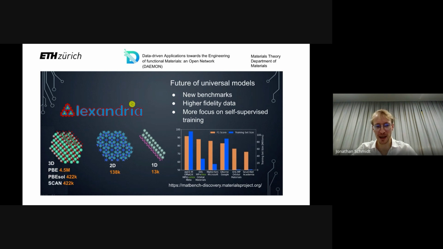Then, of course, we need some higher fidelity data. And of course, I'm also quite excited about the diffusion and denoising based self-supervised training approaches to make more use of the existing data. Okay, thank you very much. And I hope you can find some use in the data.